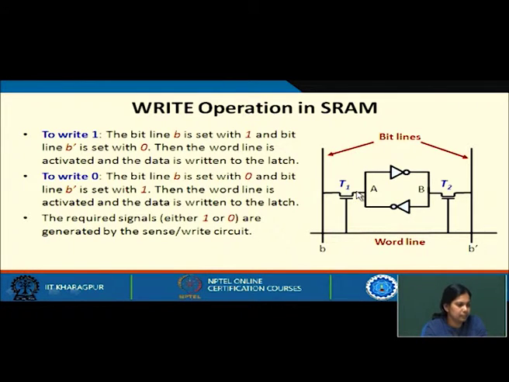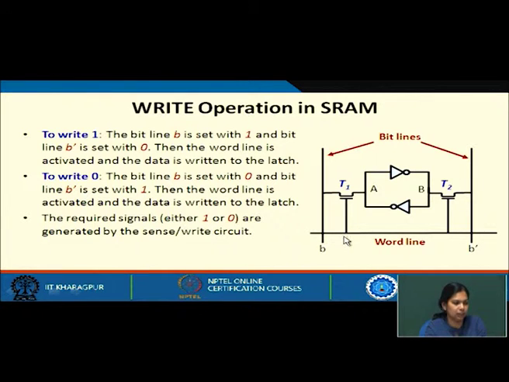Now, moving on, let us see the write operation in SRAM. For writing, we can either write 1 or write 0. First, if I want to write 1, what do I need to do? I need to set 1 in bit line B and 0 in bit line B bar. So, bit line B will have 1, bit line B bar will have 0.